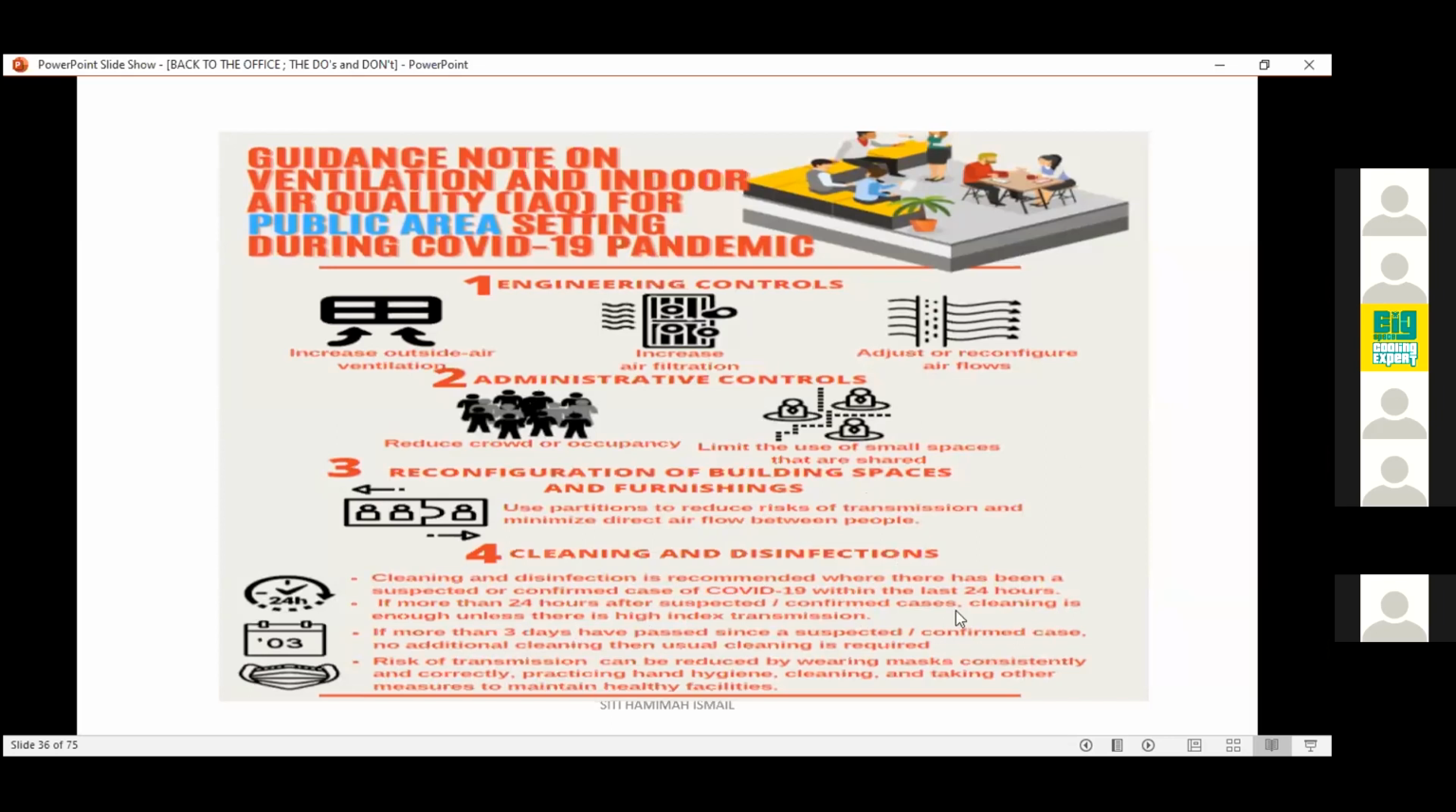Cleaning and disinfection, this is recommended: for a confirmed case, it says it must be within 24 hours. If more than 24 hours, cleaning is enough. You don't need to call people to do disinfection, unless there is a high index of transmission. High index of transmission is when you see close contacts starting to have positive cases. Then if you have the capability to do testing, the COVID survival that I showed you, it has a decay time and a CT load, you can do that. For transmission risk, wearing a mask is a must.